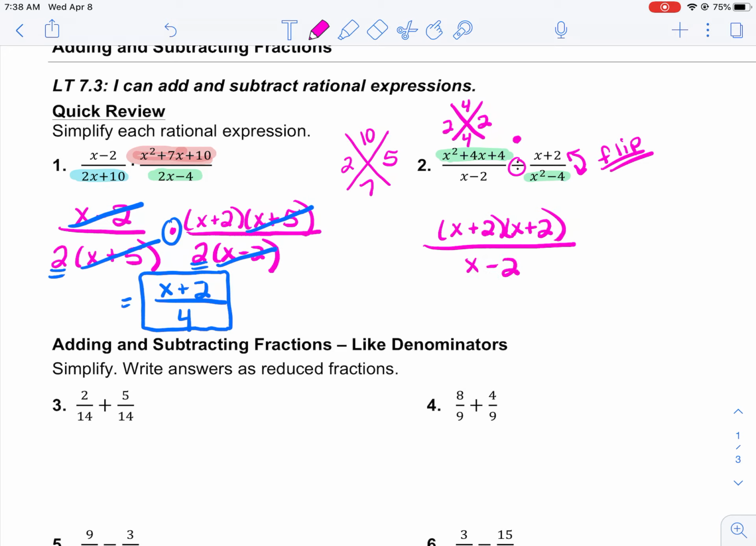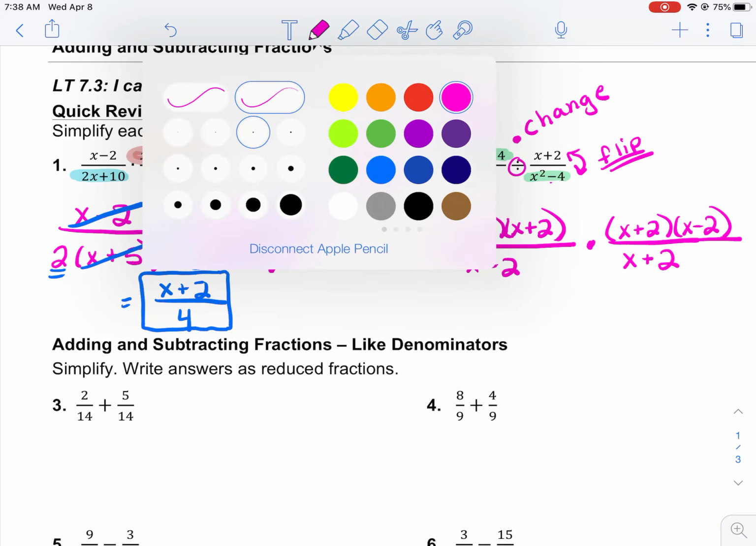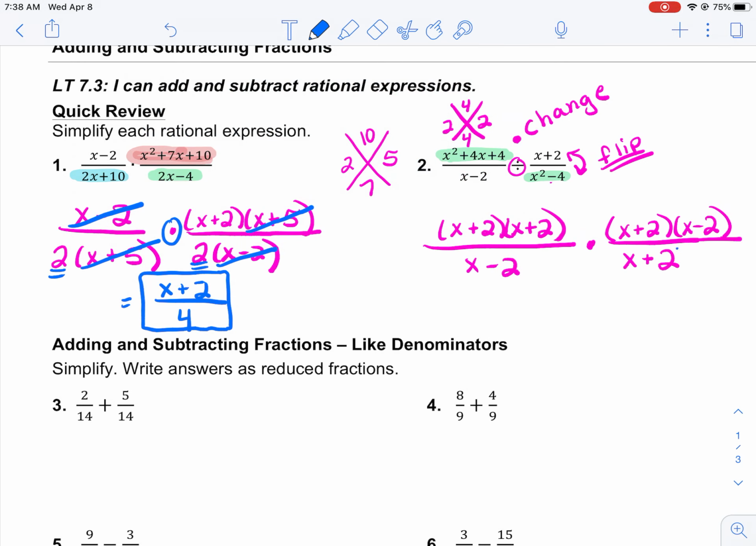over x minus 2. Now I'm going to change the division to multiplication, and I'm going to flip the second one. I'm going to put this x plus 2 on the bottom. And then x squared minus 4. Remember, that's a difference of squares, so that's going to factor into x plus 2 times x minus 2. Okay, so I factored and flipped in one step there. All right, so now we have an x plus 2 on the bottom, an x plus 2 on the top. We have an x minus 2 on the bottom. We have an x minus 2 on the top.